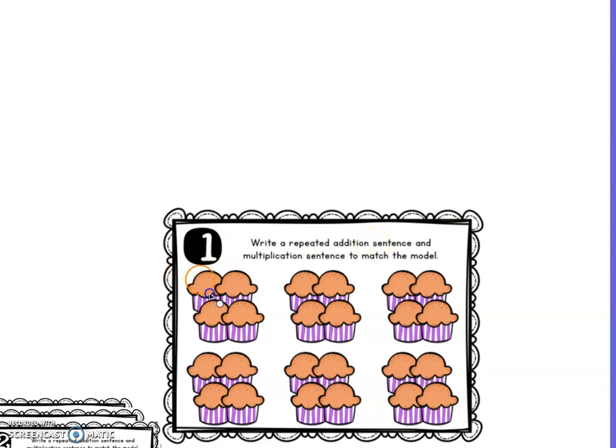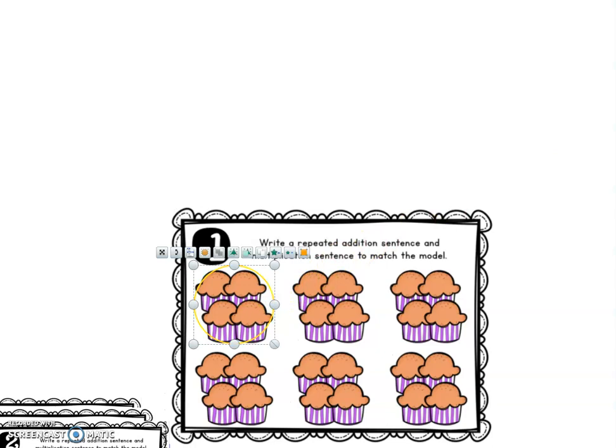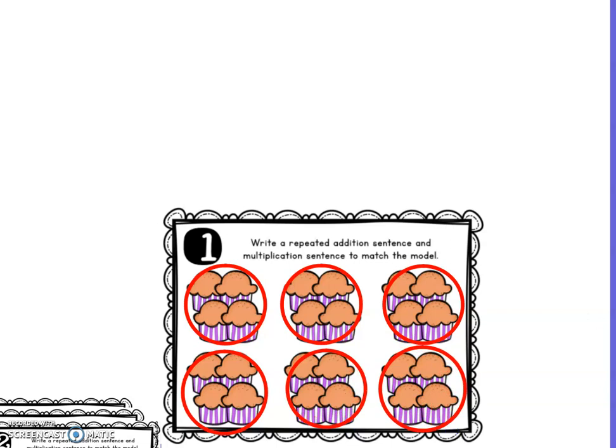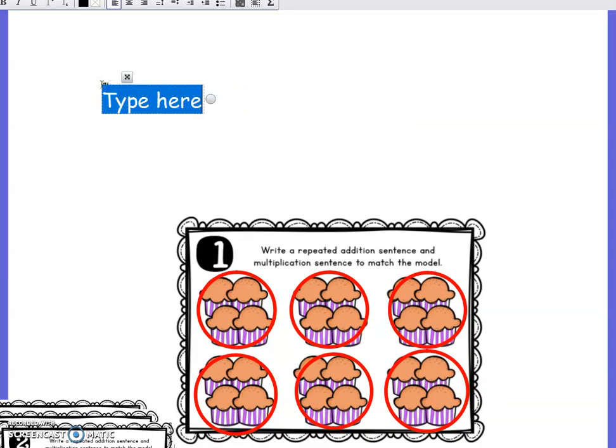Okay, so my group here is I have 4 muffins. Let me make that a little bit bigger. Let's do red. That's a little bit better. Okay, so I have my 1 group of 4, 2 groups of 4, 3 groups of 4, 4 groups of 4, 5 groups of 4, 6 groups of 4. So that means that I'm going to add 4 muffins 6 different times. So I have 4 muffins plus another 4 plus another 4 plus another 4, another 4, another 4, okay?